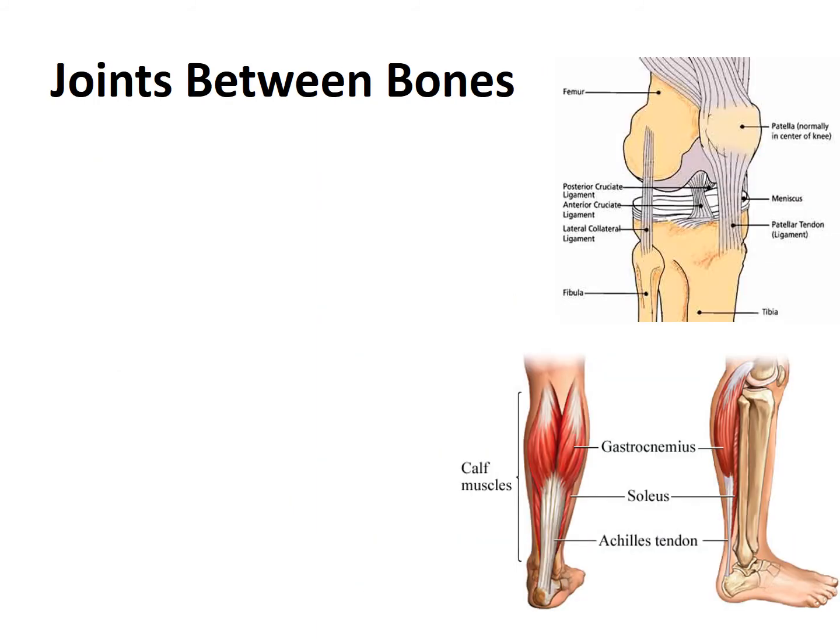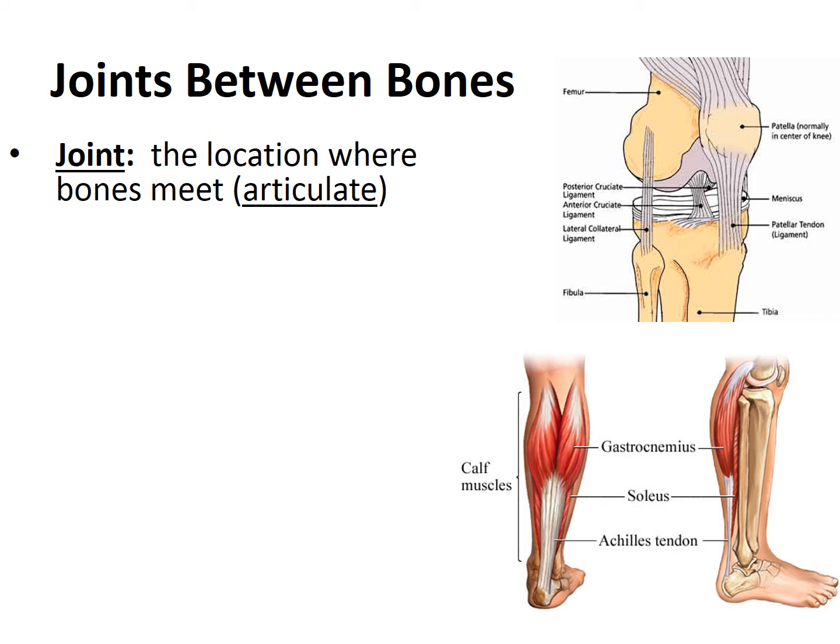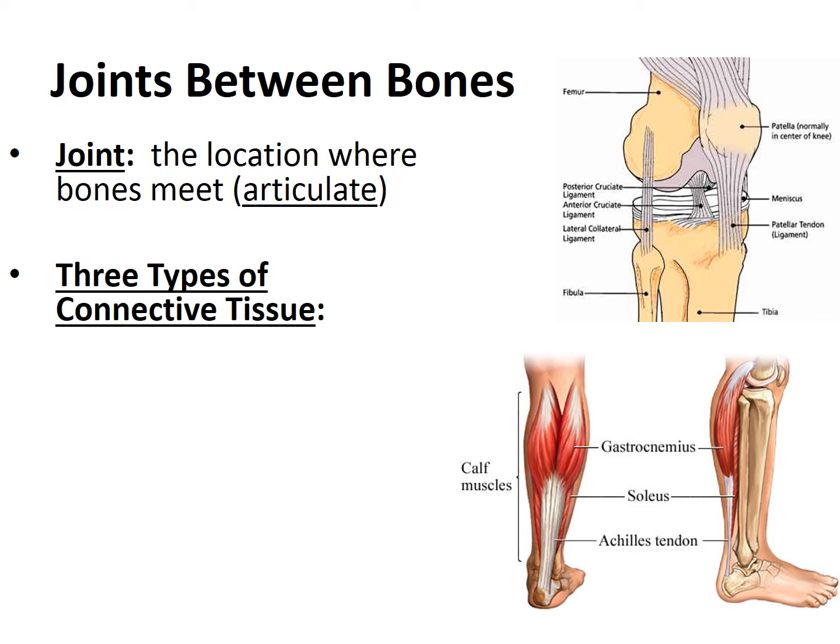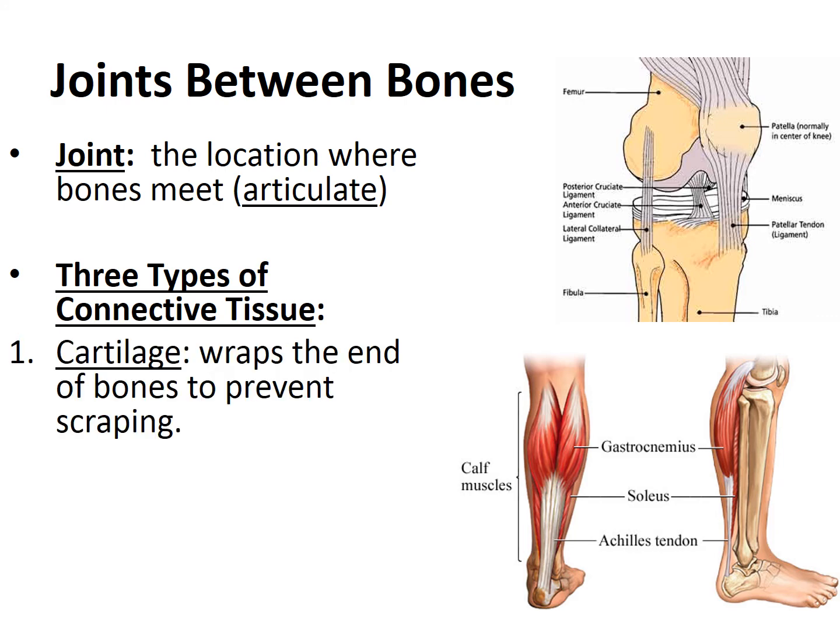In between our bones, we've got the joint. So the joint is going to be where the two bones meet. And then there's going to be three different types of connective tissue there. You've got the cartilage, which wraps the ends of the bones to prevent scraping. So, in older people, my father needed a total knee replacement, basically because he had worn down the cartilage in the ends of his tibia and his femur, and it was just bone on bone, and walking was very painful.